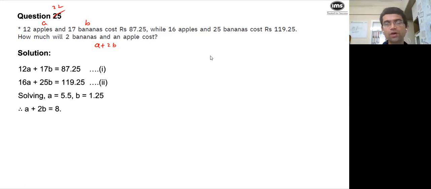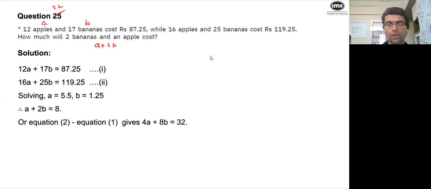Is there another way of solving A plus 2B? Just do 2 minus 1. Yes, Jalaj has noticed this. Okay, 2 minus 1. So what does it give you? It gives you 4A plus 8B is 32 divided by 4.